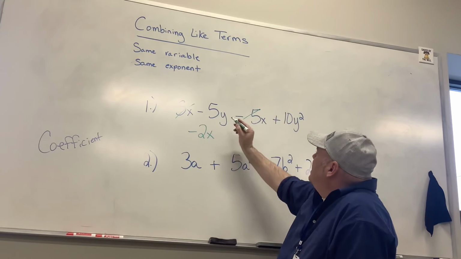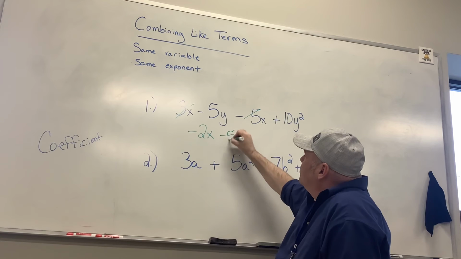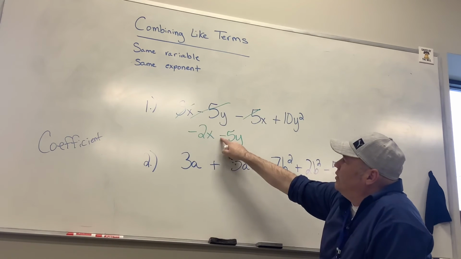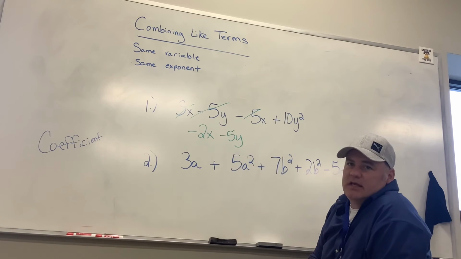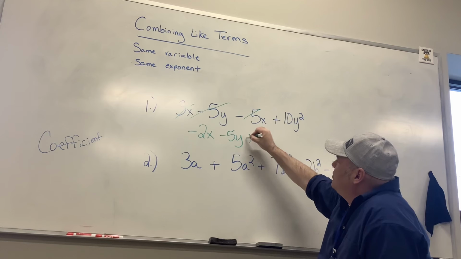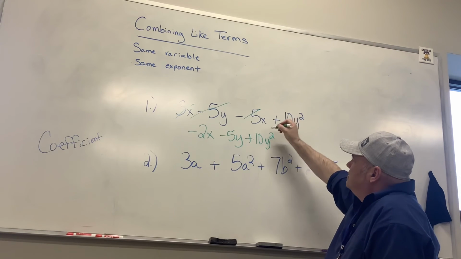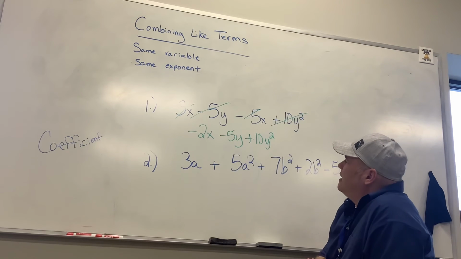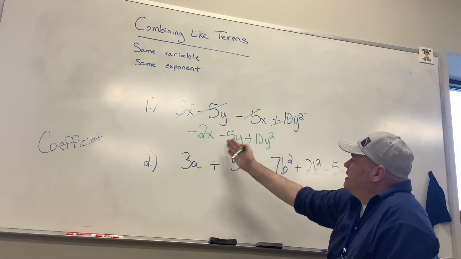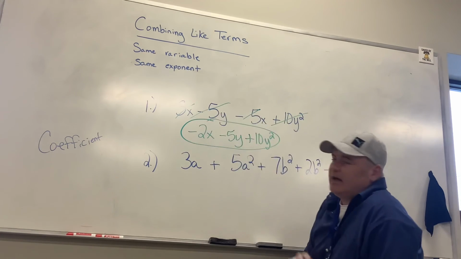Okay, then I say negative 5y, is there any other y? There is not. There's a y squared, there's not another y. And I need to keep it negative though. That's why I'm talking about keeping those signs the way they are. And then I have just the 10y squared, okay? So there's no other 10y squared, so I've used that. Then I check, make sure there's no other like terms. There's not. There's an x, there's a y squared. So that is the end of my answer.